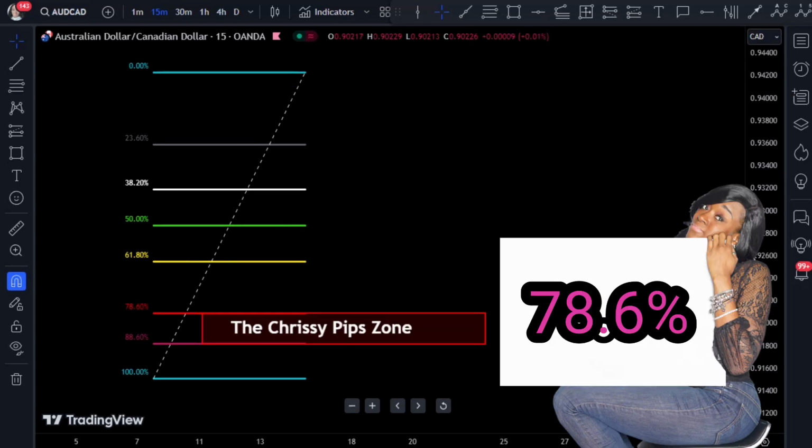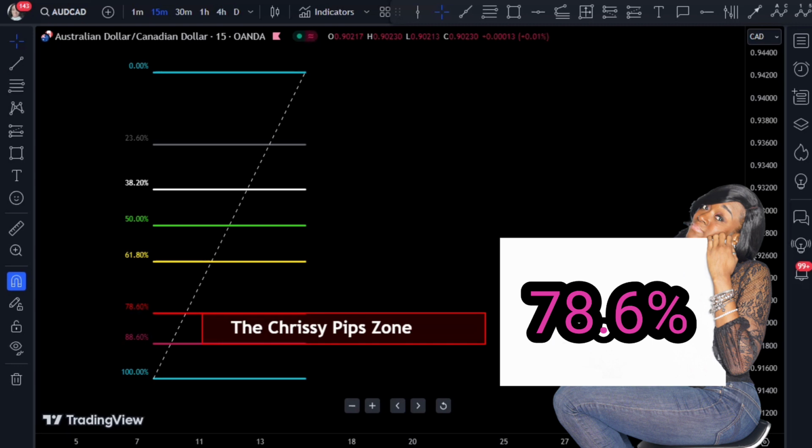Next, we have the 786 fib zone, aka the Chrissy pips zone. This zone signifies a deeper retracement than the 61.8 fib zone and suggests a stronger pullback in the price trend. Now, this fib zone may signal a potential reversal if the price fails to hold above or below it, depending upon if you're in an uptrend or downtrend.